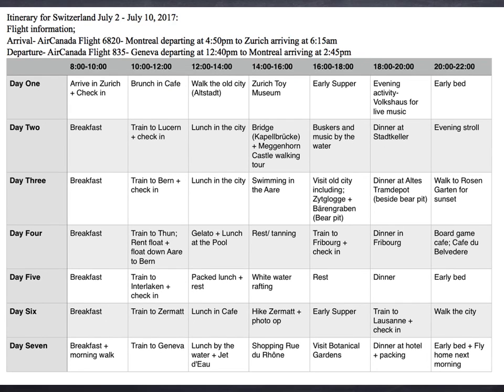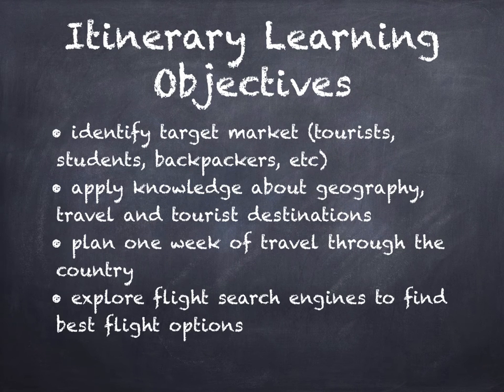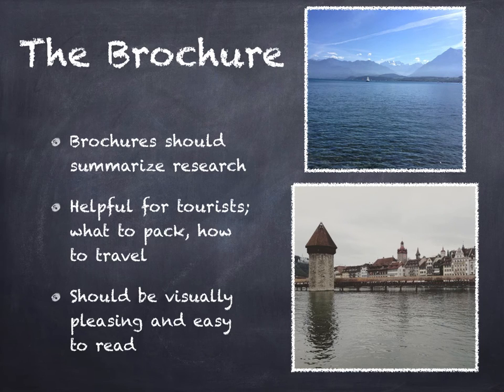So you can see here's my example for the students. I've planned an itinerary for Switzerland, and you can see all my photos in here. They're personal photos throughout the slideshow. So we're looking at going from July 2nd to July 10th. So here, if you're planning a trip to Switzerland, here's a good itinerary for you. So the learning objectives for this one is identifying who wants to go on the trip, planning out the places you want to go and the things you want to see, and using search engines.